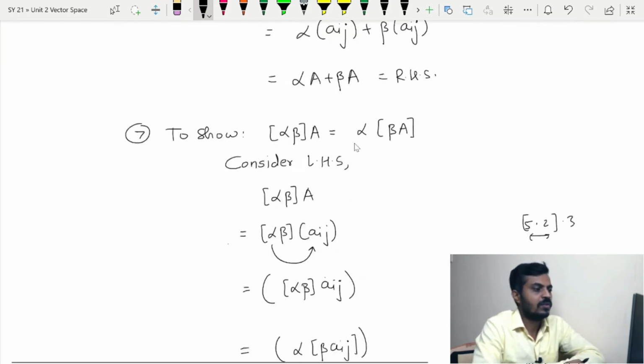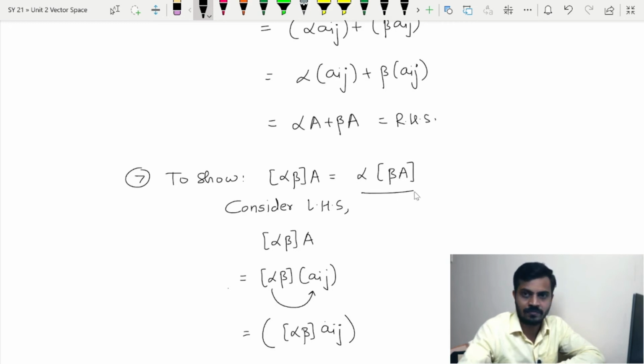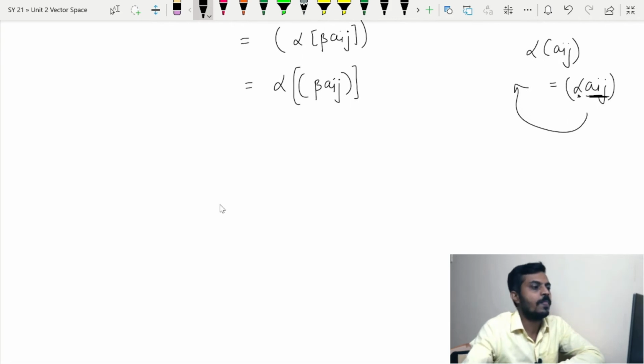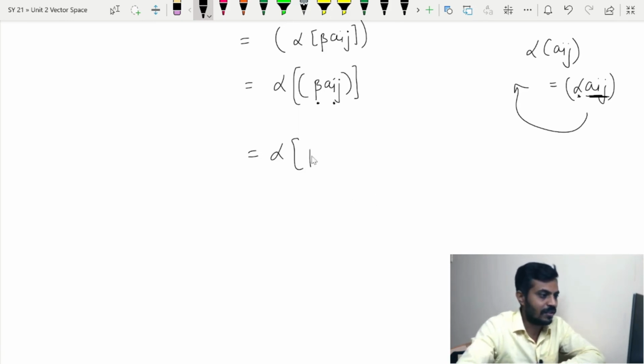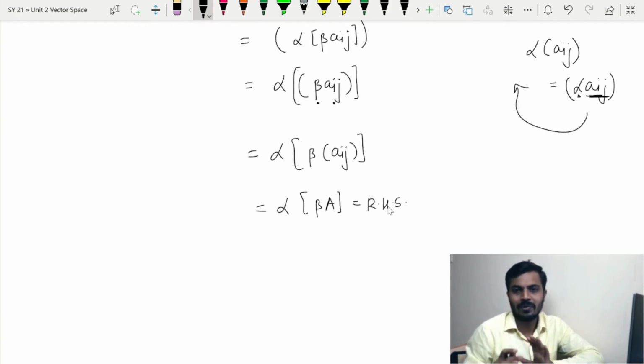The reason is because we have to prove somewhat like this, right? Which is equal to, now again you can see a scalar multiplied by an entry of a matrix. This is what we are going to consider, because that is what we have to prove. So I will take that beta out, and inside you are left with the matrix a_ij. So this is equal to alpha beta A, and that is nothing but our RHS. So 7 properties are done.